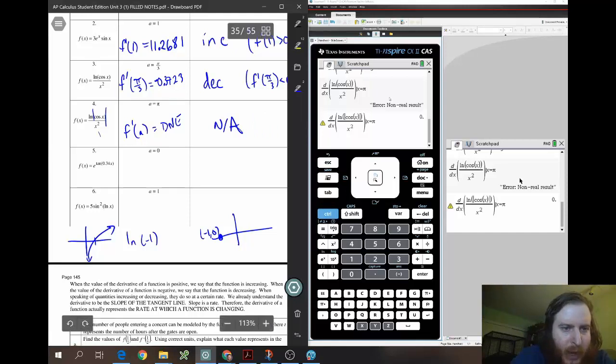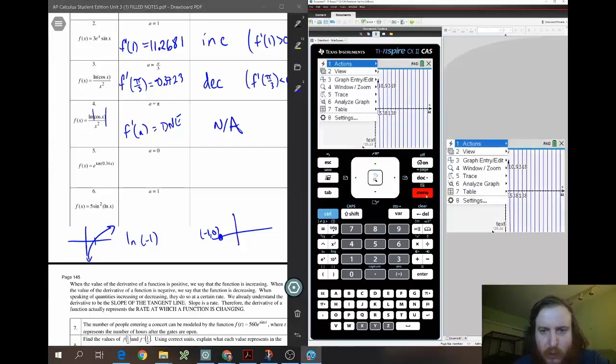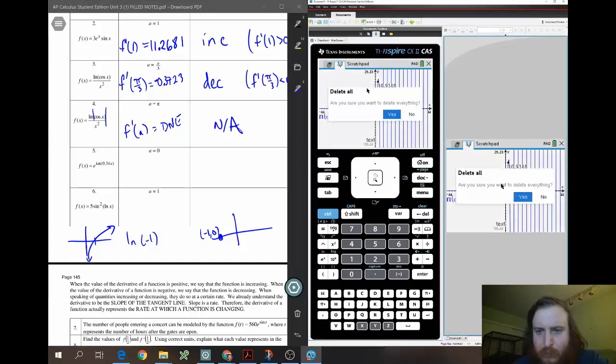Like we could plug in pi into our denominator. So it's not that. If you want to double check it, a good place to double check it would even be on the graph. So what you could do is we could graph the derivative. To graph the derivative, I'm going to go to menu, then actions, delete all.